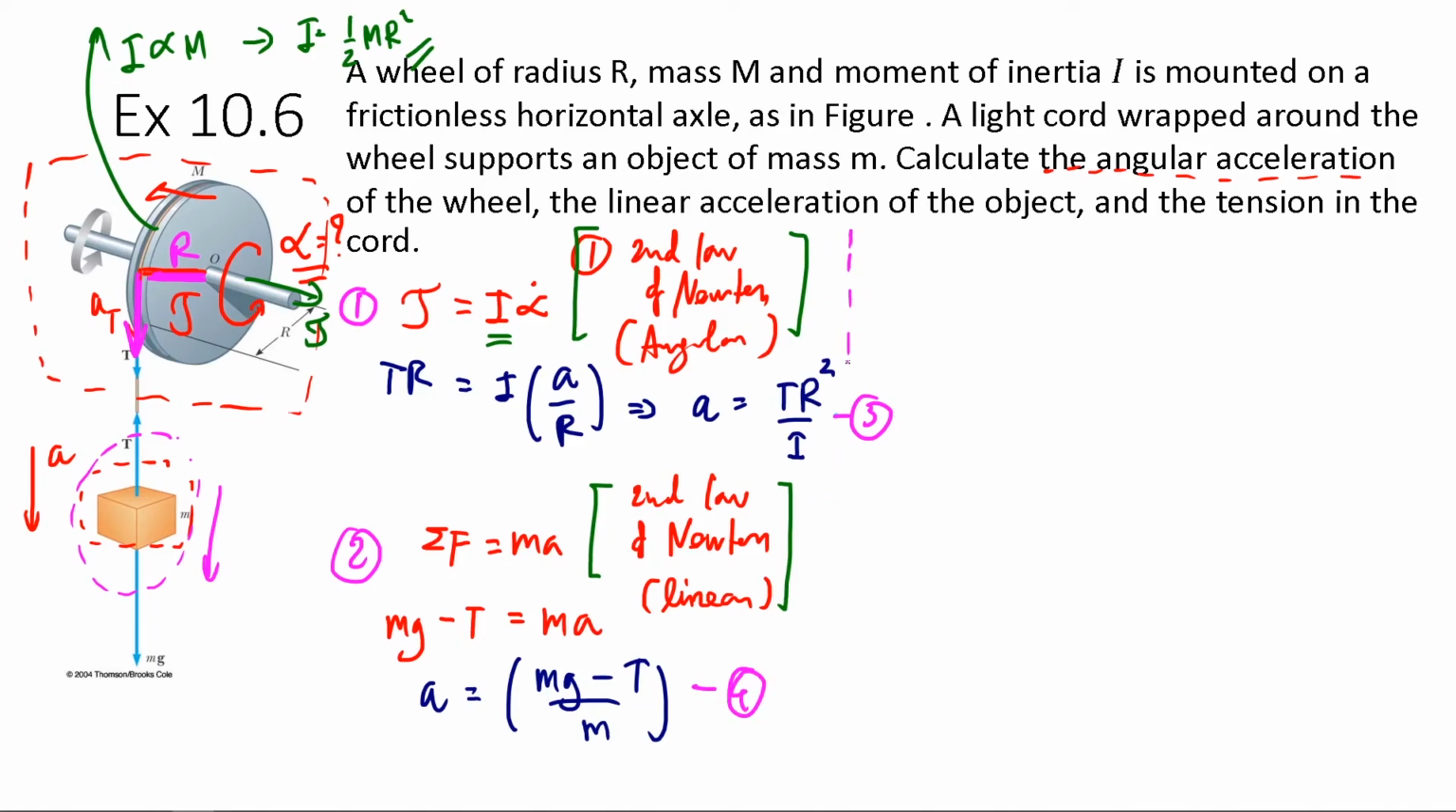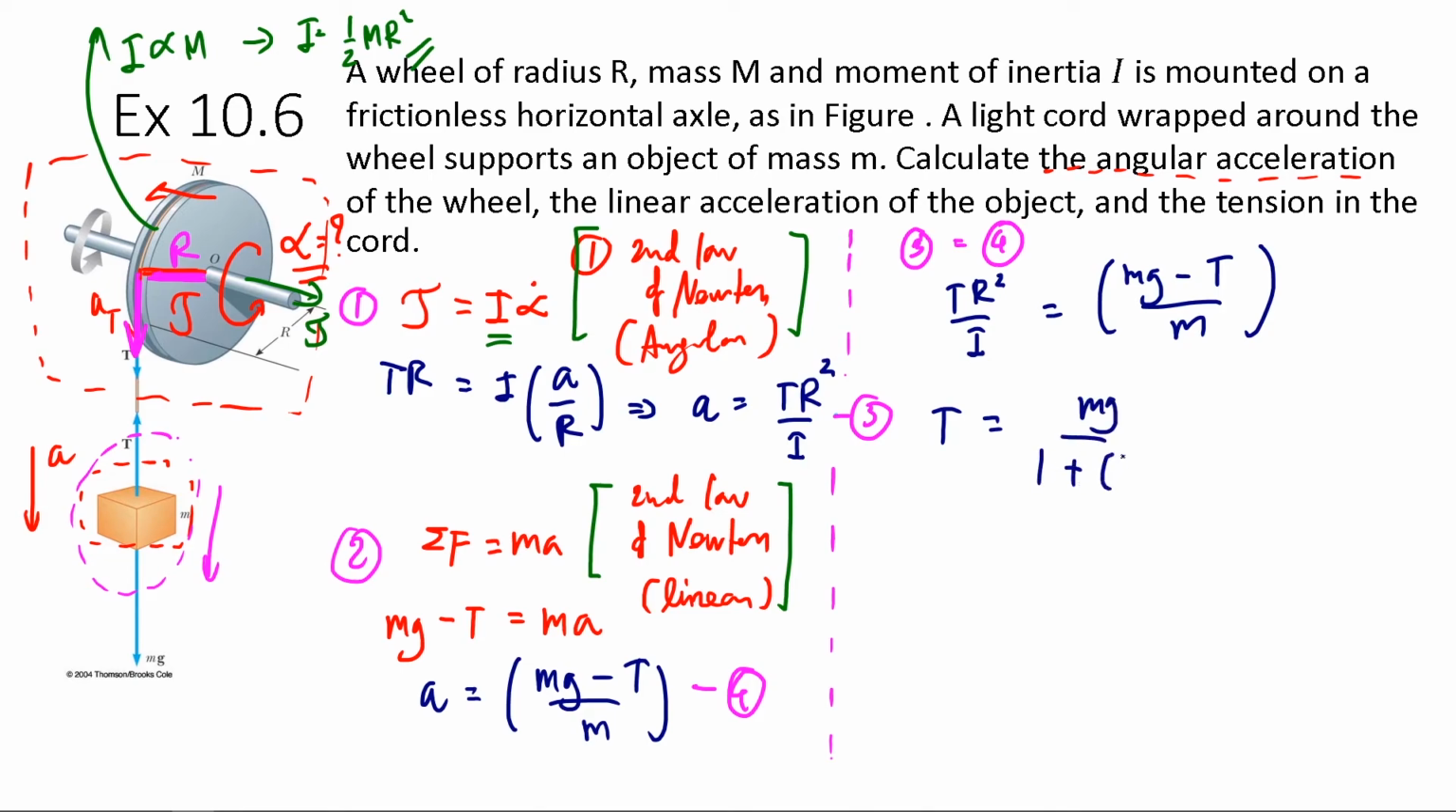If I link these equations together, because 3 is equal to 4, you get T R squared over I equal to mg minus T over m. With these relations, we can rearrange the terms. Finally, you get T equal to mg over 1 plus m R squared over I. Try to arrange this term and have T left. I will note this as equation 5. So I would like to substitute this T into equation 4, so I substitute 5 into 4.